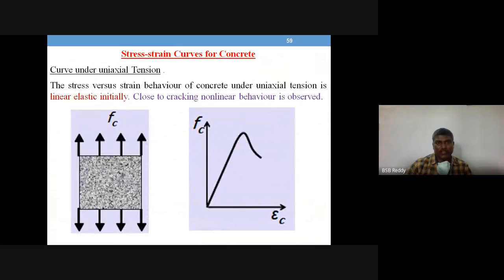Now, under tension, how will it be? For steel, the stress strain curve for compression and tension will be one and the same, because it is an elastic, homogeneous, isotropic material, whereas concrete is not. So the stress versus strain behavior of concrete under tension is linear elastic initially, and close to cracking it is non-linear, and a steep curve is observed after the peak. So this is about the behavior of concrete under tension.